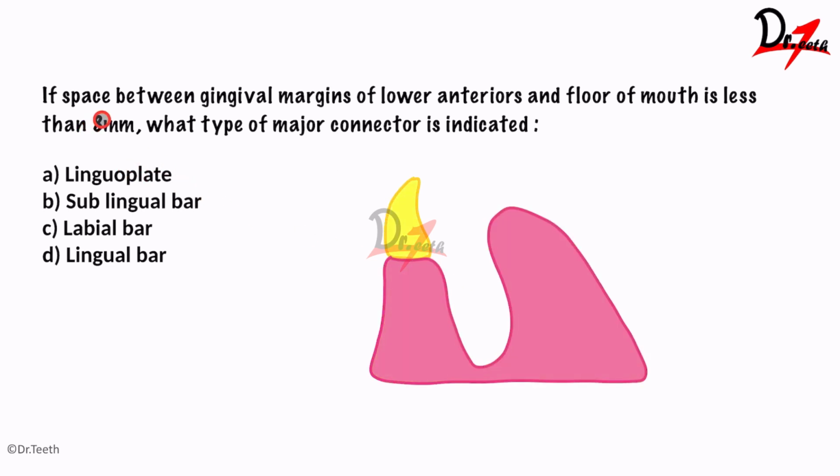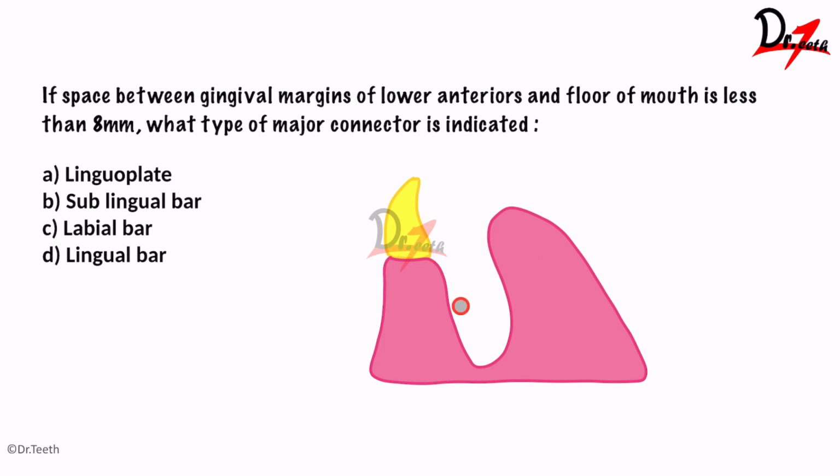Coming to the next question: if the space between the gingival margin of the lower anteriors and the floor of the mouth is less than 8 mm, what type of major connector is indicated? Linguoplate, sublingual bar, labial bar, or lingual bar.